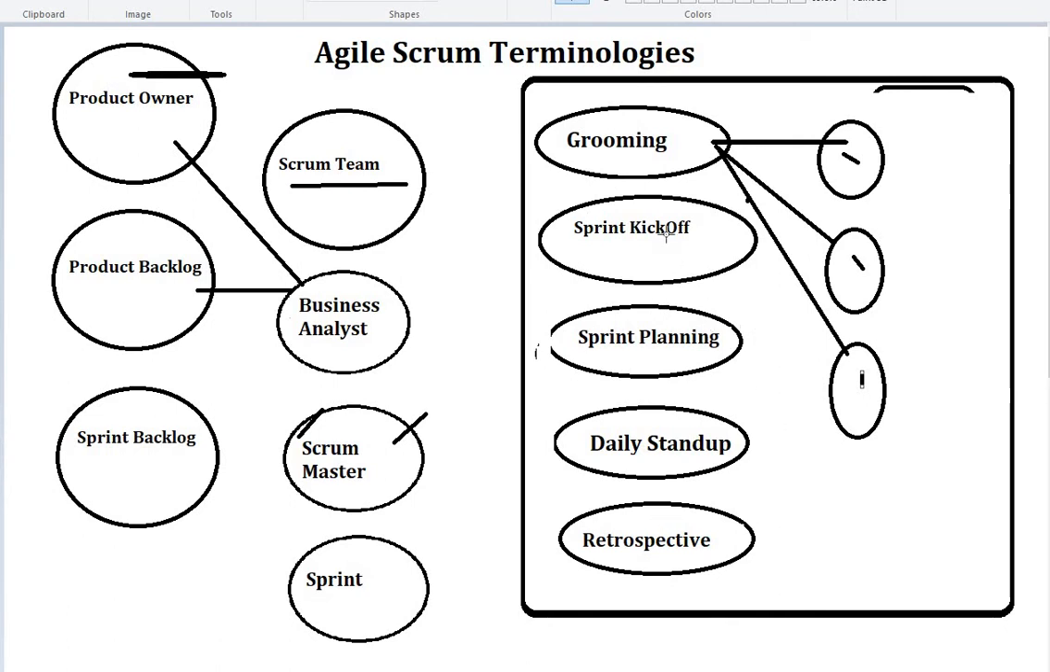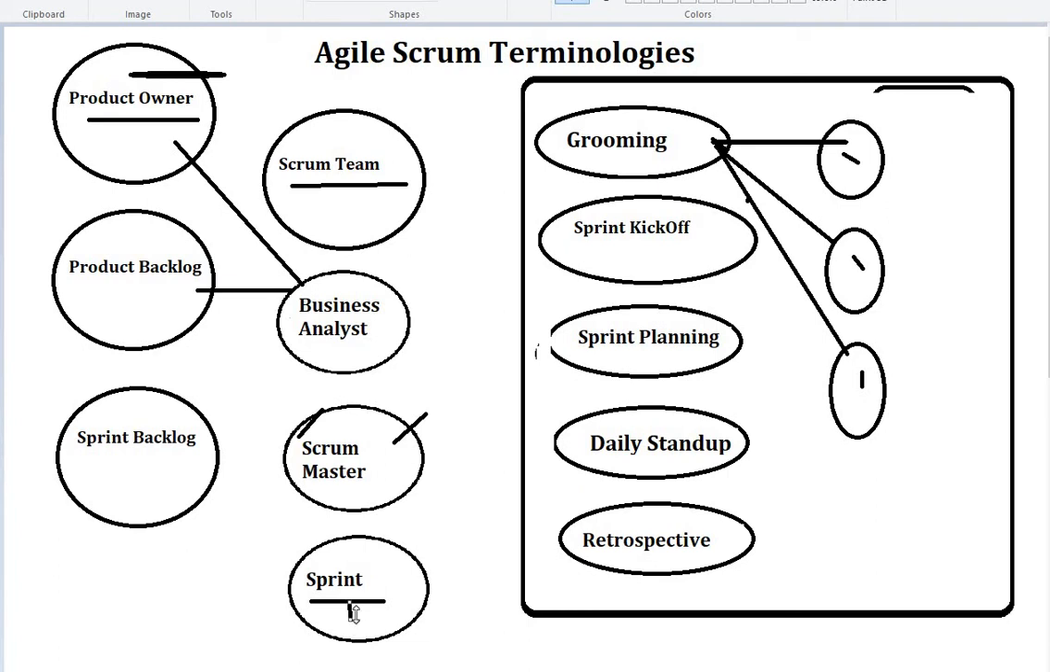Next one is sprint kickoff. After you have these groomed stories, you are going to have prioritized stories for the upcoming next sprint. Once you have that idea from the team who prioritizes the user stories, these are defined to be part of the sprint.